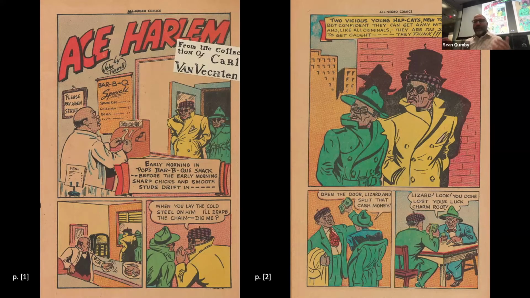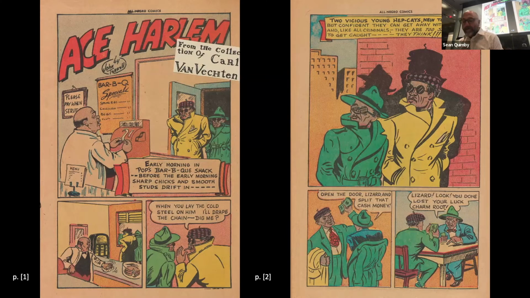The comic includes 6 stories and/or gags that span genres: the detective, childish whimsy, pulp fiction, superhero, domestic humor, and finally, minstrelsy. So we begin with Ace Harlem, who you don't see Ace here, but you see the opening pages.